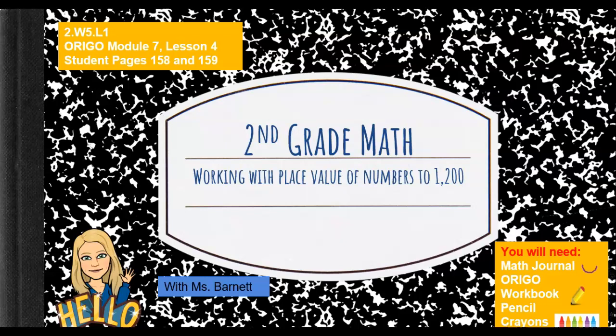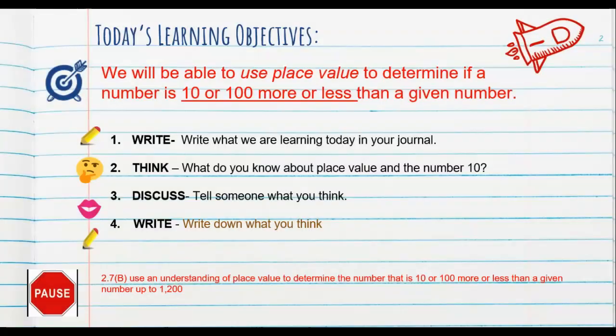Today you're going to need your math journal, your Eureka workbook, your pencil, and some crayons. Teachers, we're doing our Module 7, Lesson 4. Today's learning objective: we will be able to use place value to determine if a number is 10 or 100 more or less than a given number.